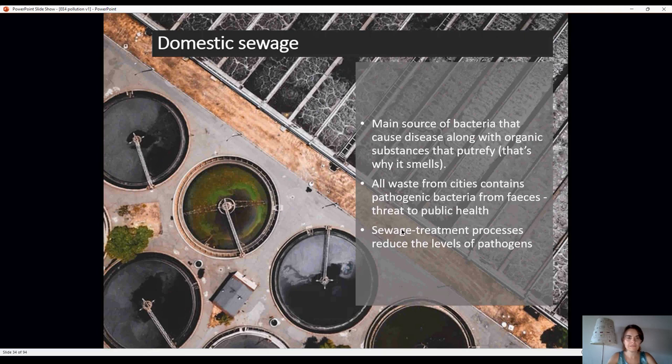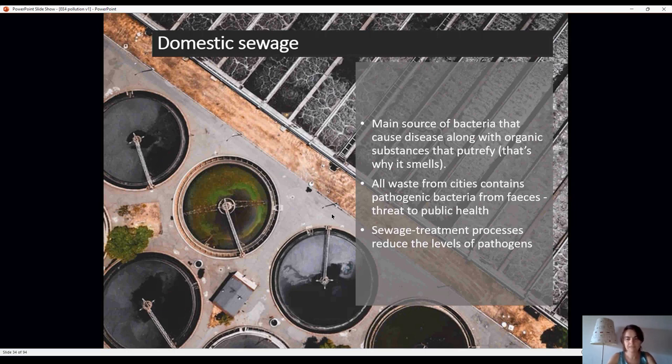Okay, so domestic waste, domestic sewage, is organic, and as organic, it's a substrate for bacteria, and some of these bacteria are actually pathogenic, and this is where we get public health problems, where sewage is not treated and directly pumped into the sea, and so people will suffer from gastroenteritis or what have you as they take in some of these pathogens. So the whole idea of this processing is that we're reducing the levels of the pathogens.